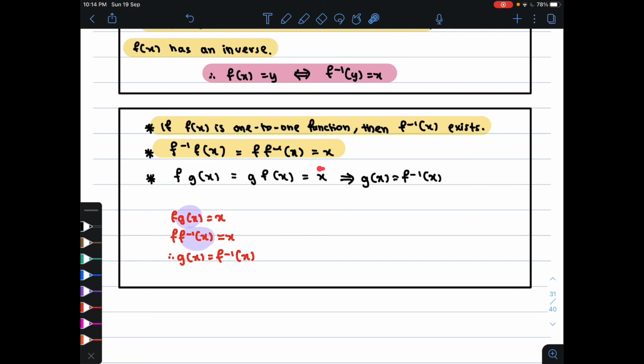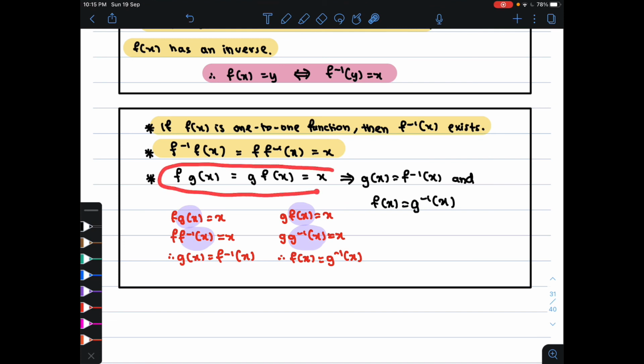Now, what about g(f(x)) is equal to x? We also know that g(g inverse(x)) is equal to x. Therefore, by comparison, f(x) is equal to g inverse. So, basically, if you get f(g(x)) is equal to g(f(x)) is equal to x, therefore g(x) is f inverse and f(x) is g inverse. Both functions are inverse of each other.